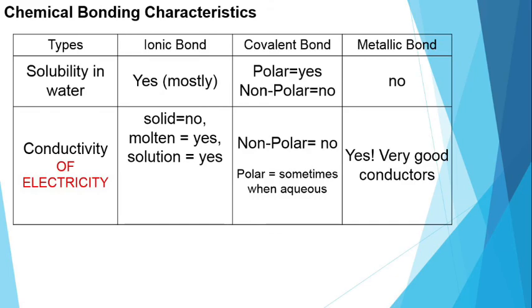Covalent don't conduct as a nonpolar. They don't have any charges, so they can't carry electrons. If they're polar, they can, but they would have to be aqueous to do that. And then metals conduct just as a solid. They don't dissolve, so they won't conduct aqueous, but they conduct just as a normal room temperature solid metal.